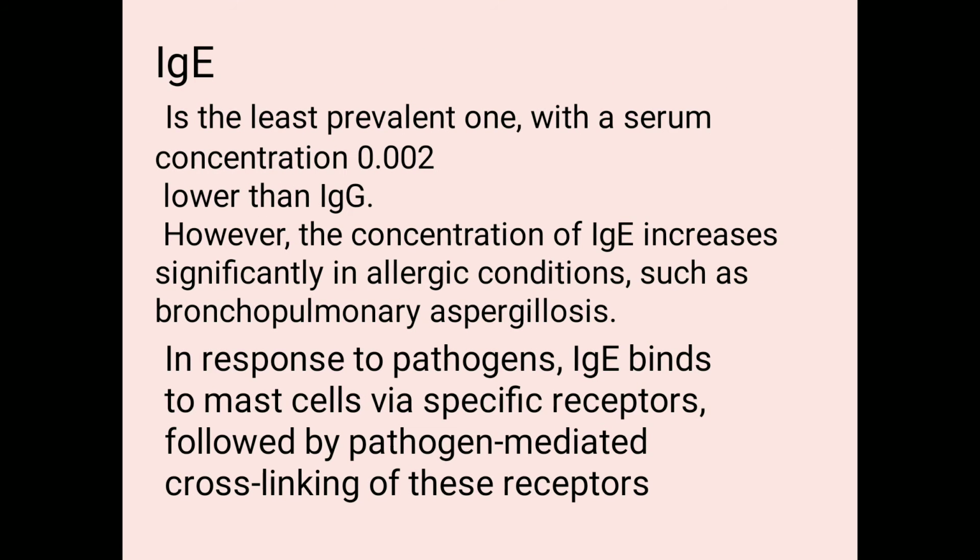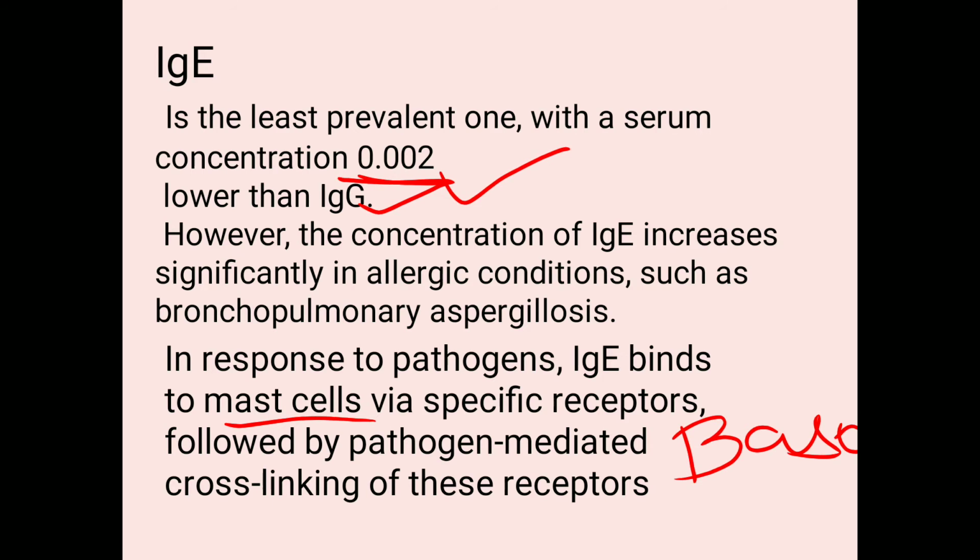IgE is the least prevalent one, existing at a very low concentration of about 0.002, lower than IgG, and it increases in allergic reactions. In response to a pathogen, IgE binds to the mast cells and basophils also. It is involved in cross-linking.